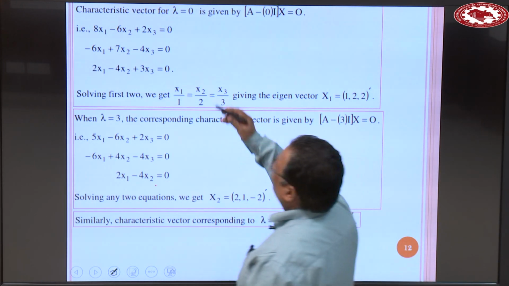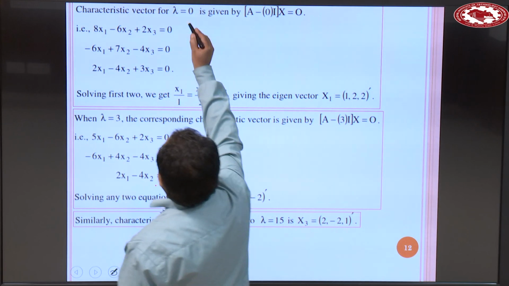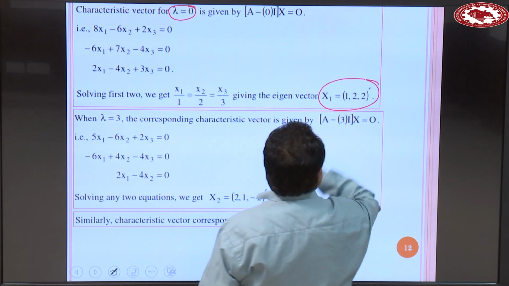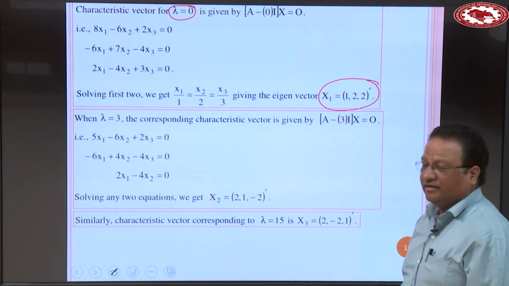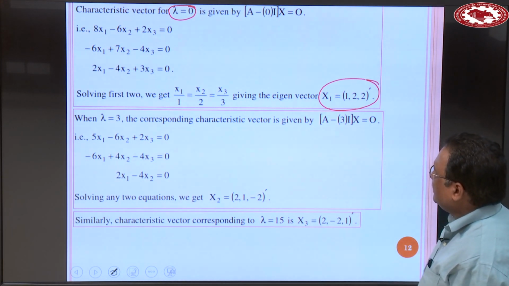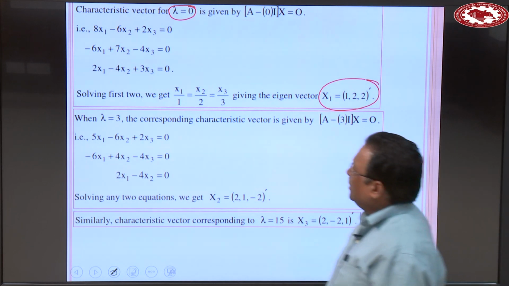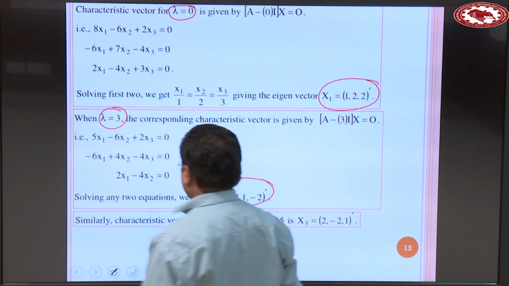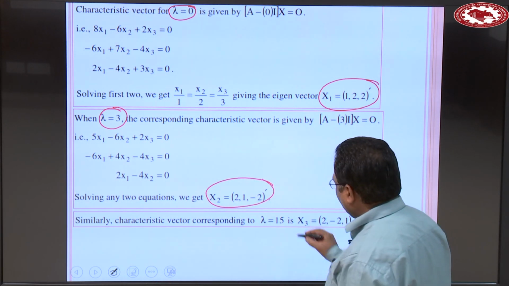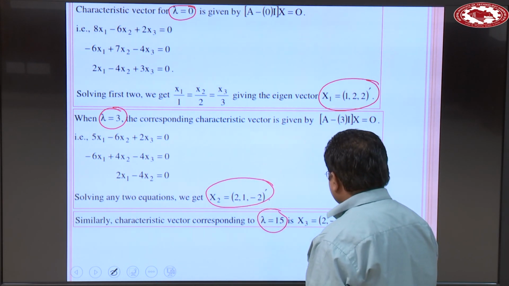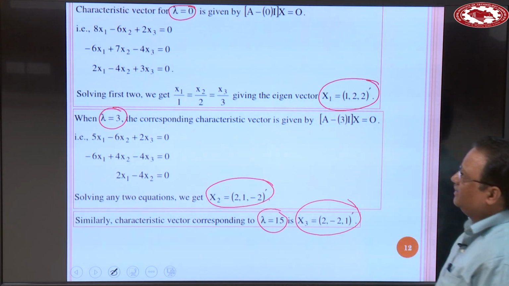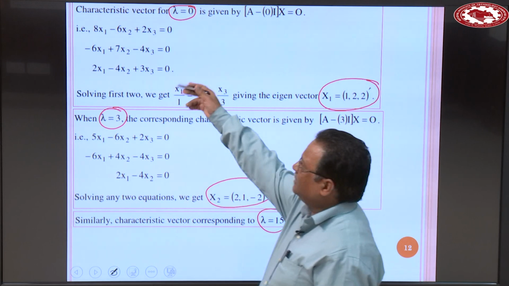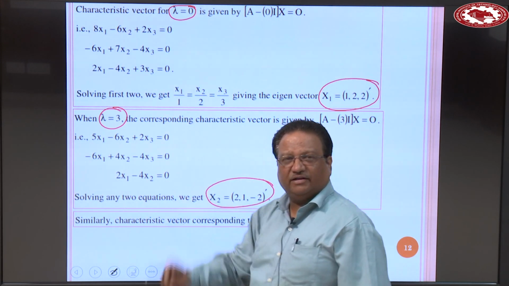So then find the eigenvectors. Corresponding to lambda is equal to 0, this one is the eigenvector, clear. Corresponding to lambda is equal to 3, this one is the eigenvector, and similarly corresponding to lambda is equal to 15, this one is the eigenvector. So solve all these equations, okay. This one is a homogeneous system of linear equations.